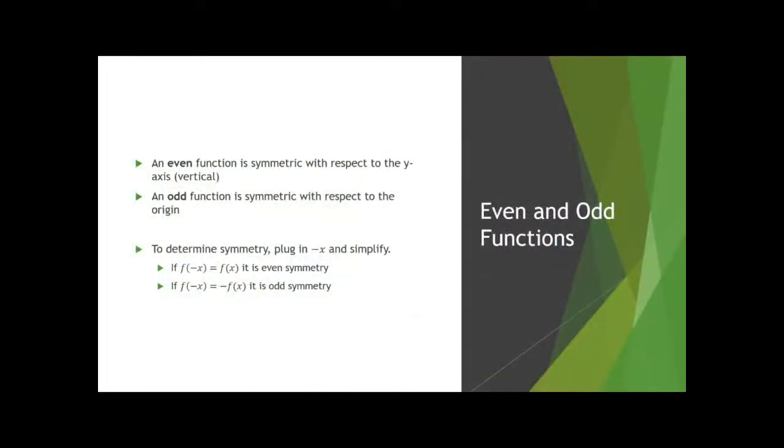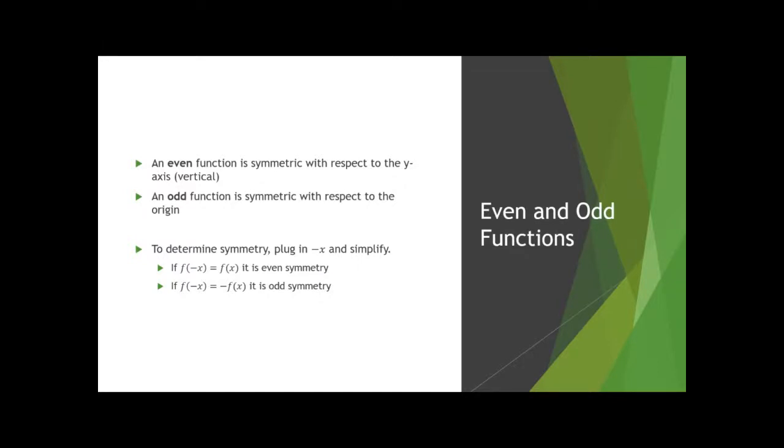And then lastly, we have even and odd functions. So an even function is symmetric with respect to the y-axis. What this means is that the y-axis is vertical, so it's just a mirror image across that vertical line of the y-axis. An odd function is symmetric with respect to the origin.